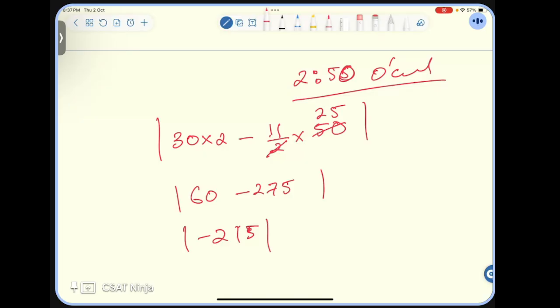So now the modulus of this one is 215. You look here, your degree here is more than 180. So how do you do in this case? From 360, you subtract 215. That will be your answer.